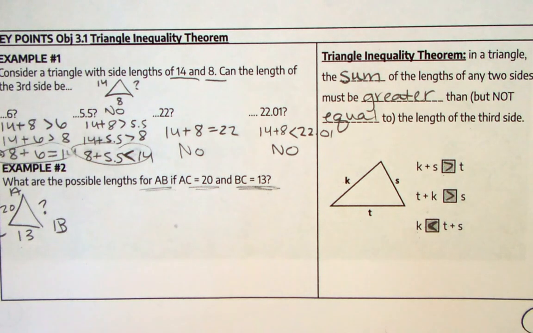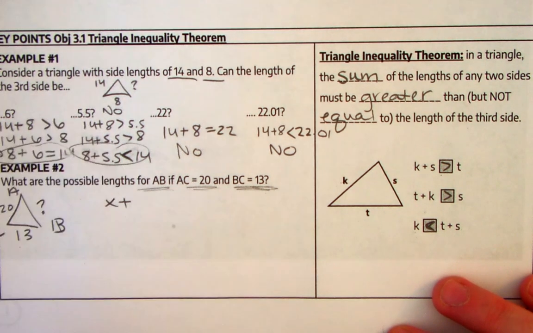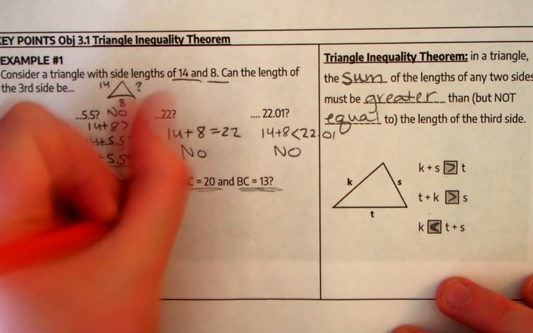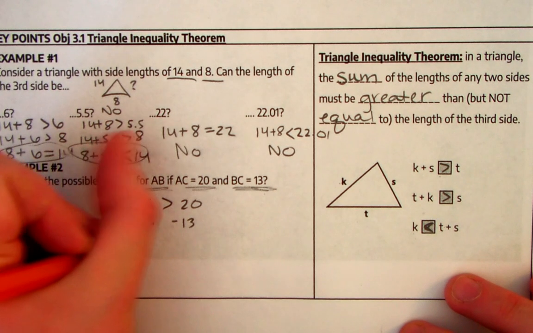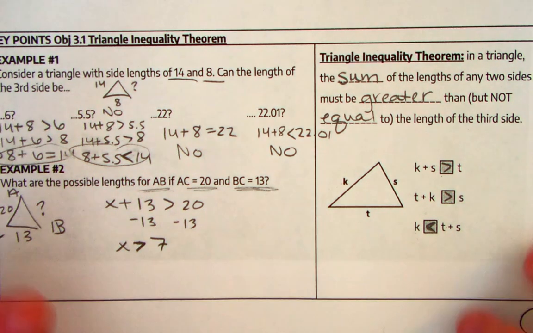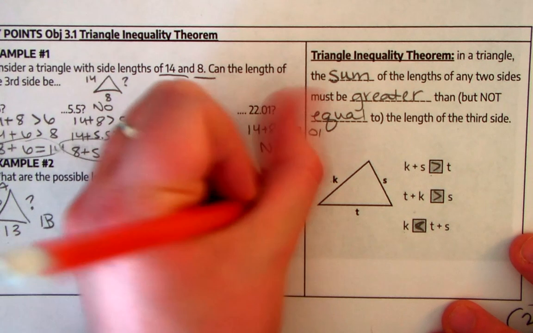So the way I can figure this out is I know the sum of any two sides must be greater than the third side. So if I take that unknown side x, I know that x plus 13 has to be greater than 20, right? If I solve this, that means a value greater than 7 will work. I also know that x plus 20 has to be greater than 13.